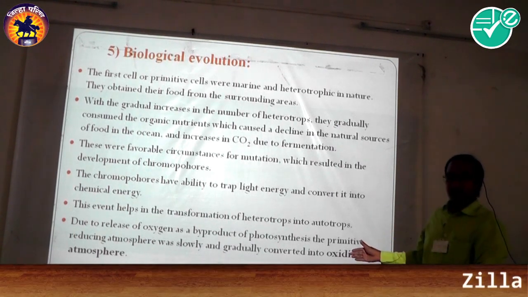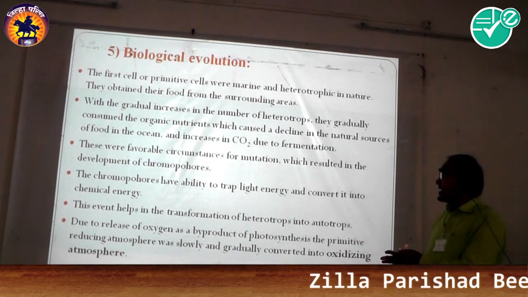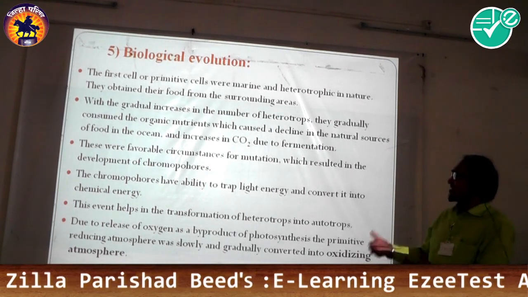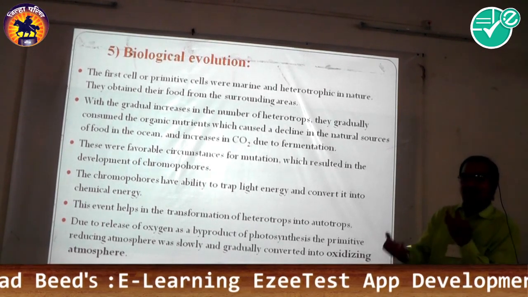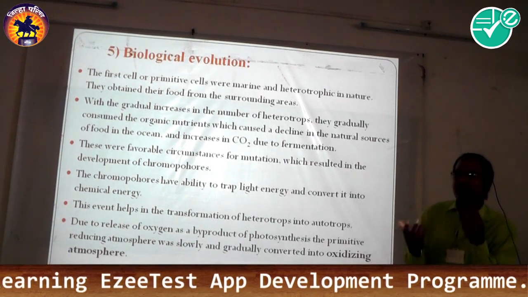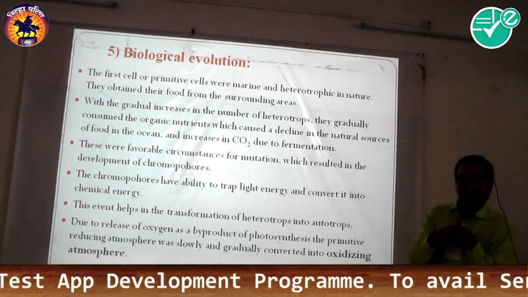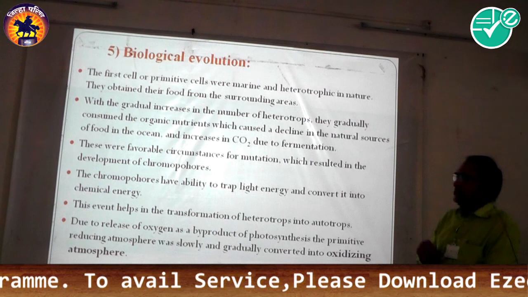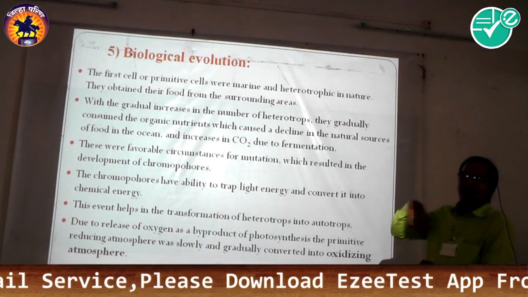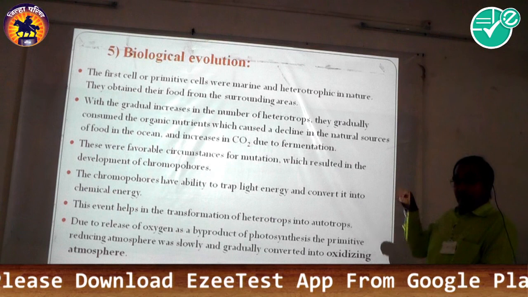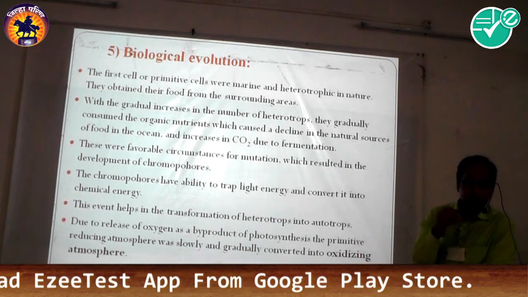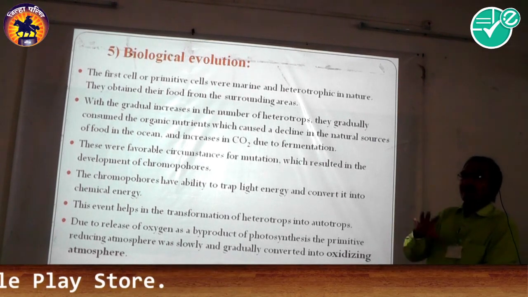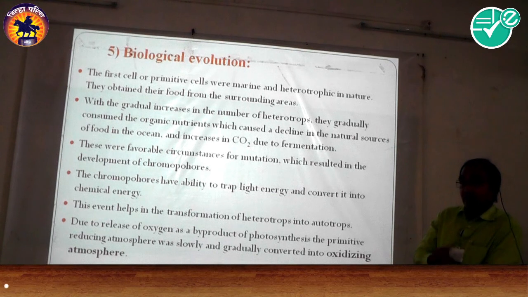And this mutation develops chromophores in a few cells. Chromophores work as chloroplasts. So a few cells acquire, by the process of mutation, chromophores inside their cell, a structure with the ability to trap light and convert it into chemical energy. That means from the heterotrophic cell, there is a formation of the autotrophic cells. Heterotrophic to autotrophic. But where?